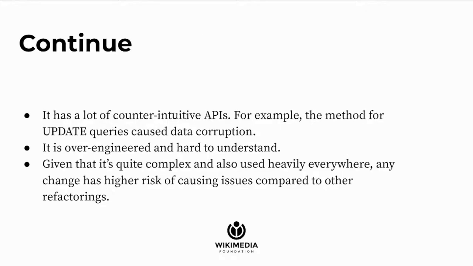It's not the only problem it has. One of the other problems is that it has lots of counterintuitive APIs. For example, the method that you call for an update has several times caused data corruption because people accidentally sent the wrong argument, putting the condition in the where argument instead of set, and the other way around. It's really over-engineered. It has a lot of things that it doesn't need. It's really hard to understand. Many people are afraid to touch it because it's not easy to understand.